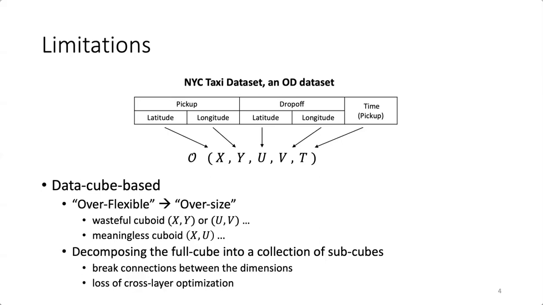Given this dataset, a DataCube approach can result in an extremely large cubic data structure and aggregate more than is needed. For example, summarizing X over Y is wasteful as the 2 of them together define one location. A cuboid over X and U is meaningless as they don't make sense together. Although decomposing this full cube into a collection of subcubes may decrease the size, it doesn't work for the OD dataset because it may break the connections between the dimensions and lose the chance of cross-layer optimization.